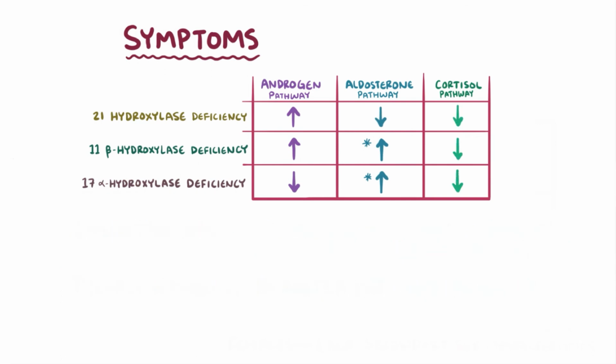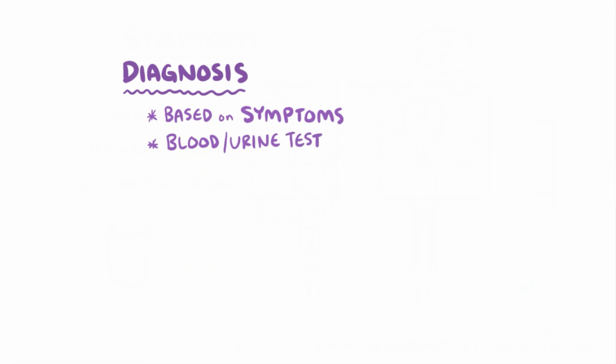All three enzyme deficiencies result in low cortisol levels, which could lead to hypoglycemia. Congenital adrenal hyperplasia is normally diagnosed based on symptoms and blood and urine tests that can all help identify enzyme deficiencies in the adrenal corticosteroid synthesis pathway.